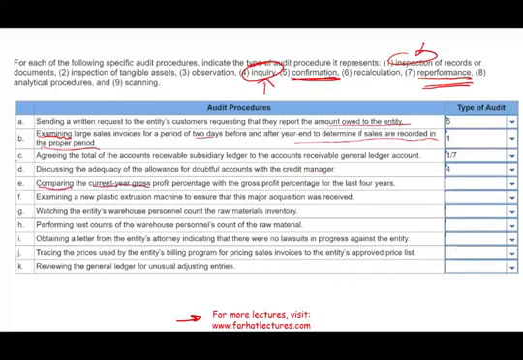Comparing the current year gross profit percentage with the gross profit percentage of the last 4 years. Okay? Hopefully you know what this is. You are looking at ratios from year to year. We call this analytical procedures. And on my website, if you don't know what analytical procedure is, I go into details about analytical procedures.